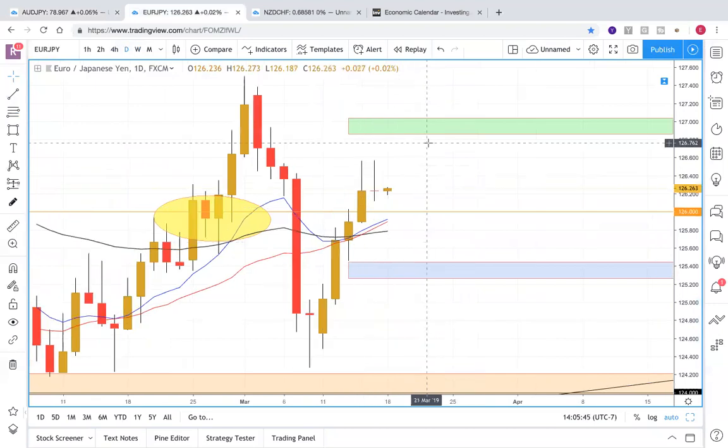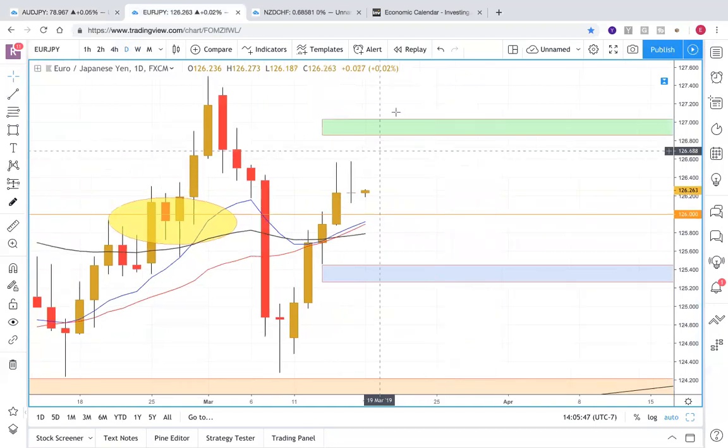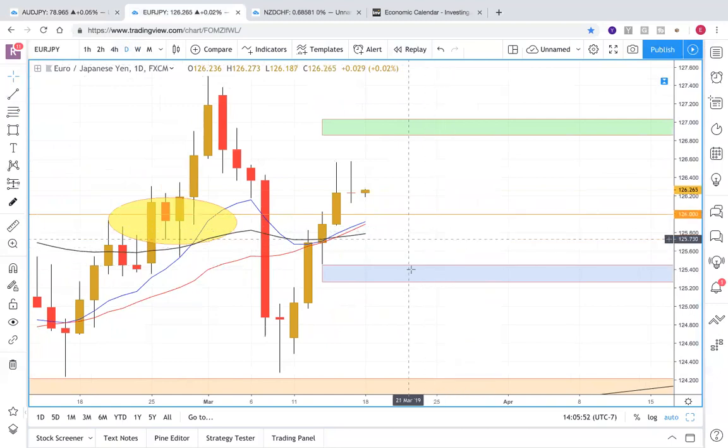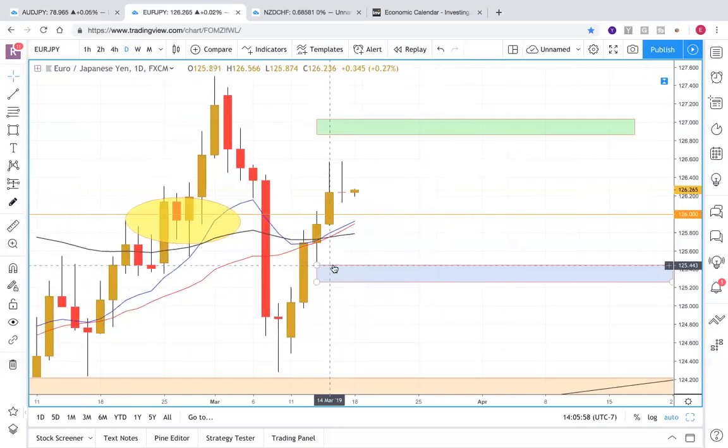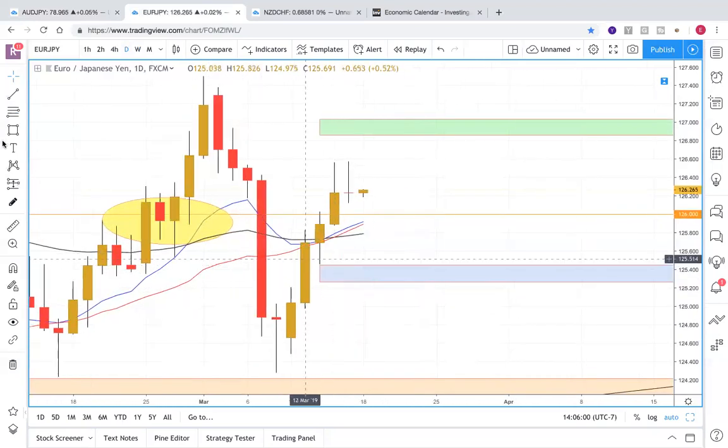So at this point, a break above 127 would possibly lead price to 128. A break below around 125.5 would possibly lead price to 124. And that's as simple as I could get it with Euro JPY. You just kind of need to wait for that move.